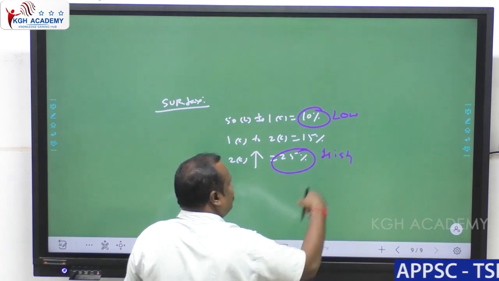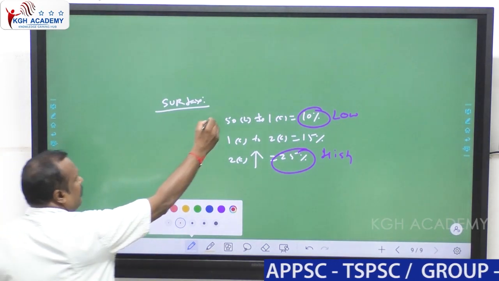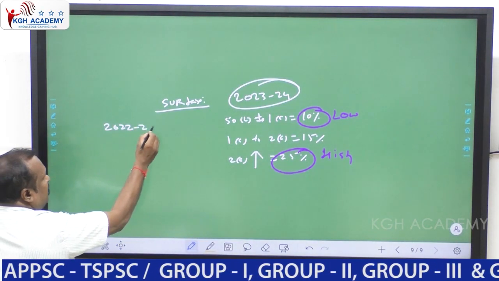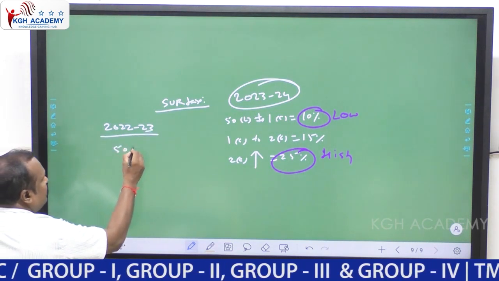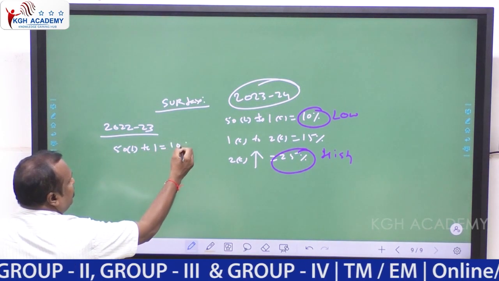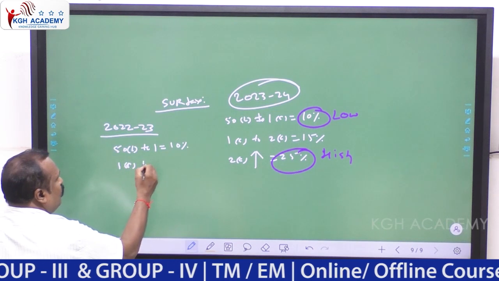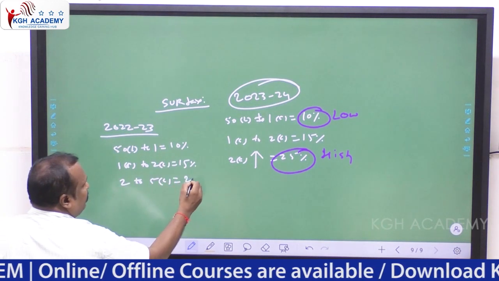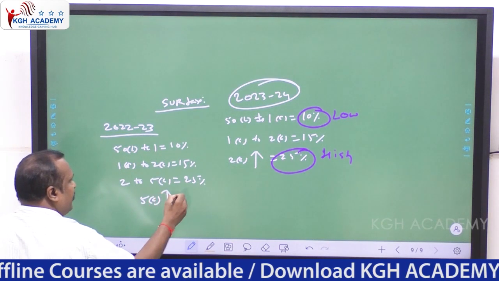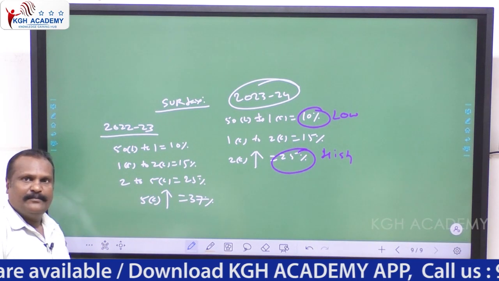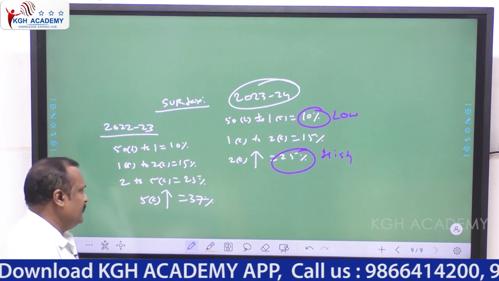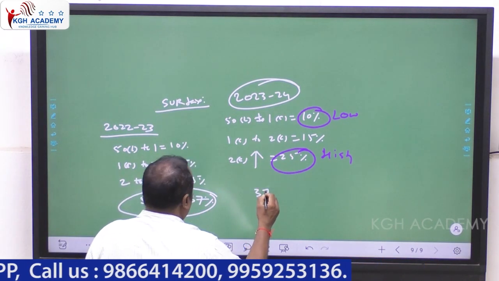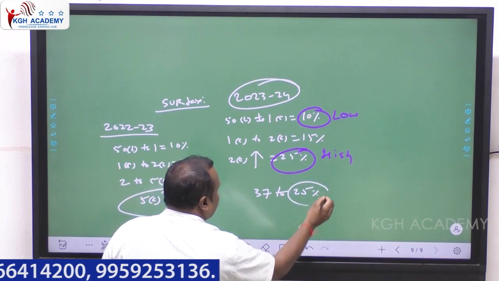The highest is 25%. This is according to the 2023-24 budget estimation. Whereas in the 2022-23 budget estimation, what was the surtax? 50 lakh to 1 crore is 10%. And 1 crore to 2 crores, that is 15%. And 2 to 5 crores, that is 25%. Above 5 crores, that is 37%. So anyway, the surtax is reduced from 37 to 25% in the present budget estimation.